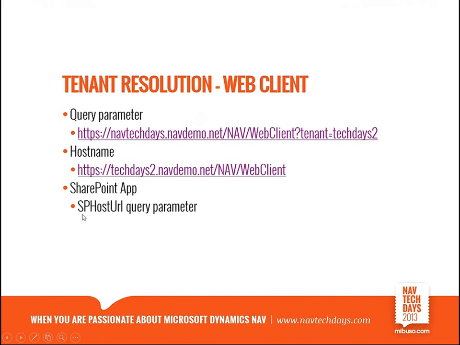The same thing can be done with the SharePoint app. If you install a SharePoint app, then we can use the SharePoint host URL, like the site that you installed the app on, to specify what tenant you actually get the data from in NAV, meaning that you don't have to have $tenant equals something. It's actually done by simple URL rewriting in IIS, that's an IIS feature. So whenever you do the hostname here, we take the techdays2.navdemo.net and put it as $tenant equals techdays2.navdemo.net.